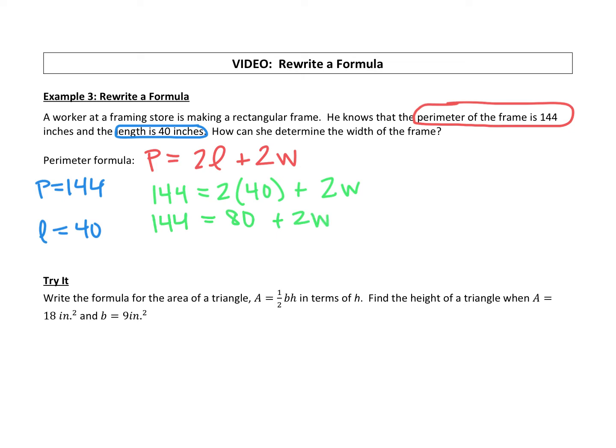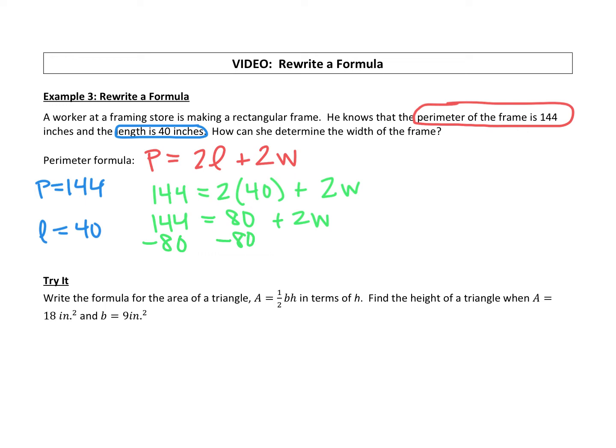Now this is a two-step equation. The variable is over on the right side. To get rid of the 2, we're going to have to divide by 2. To get this 80 to the other side, it's positive, so we're going to have to subtract. Whatever's connected to your variable is always the last number to go. So we're going to start with the 80. We're going to subtract 80 from both sides.